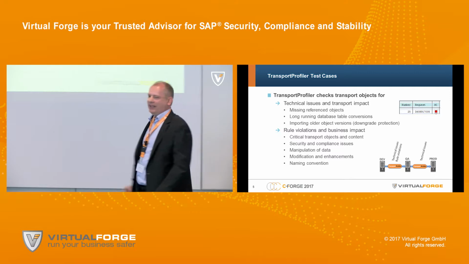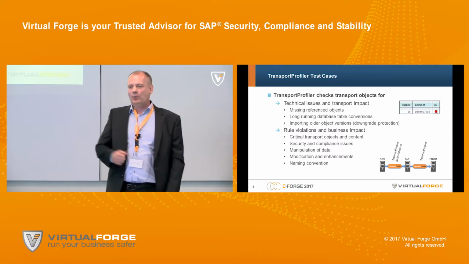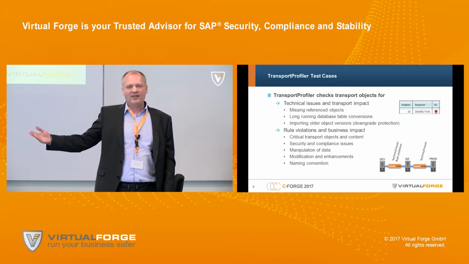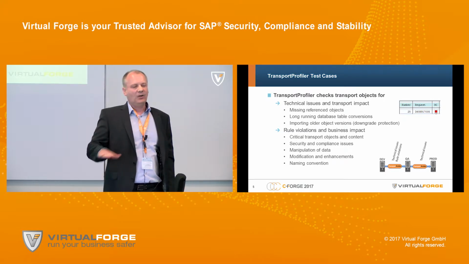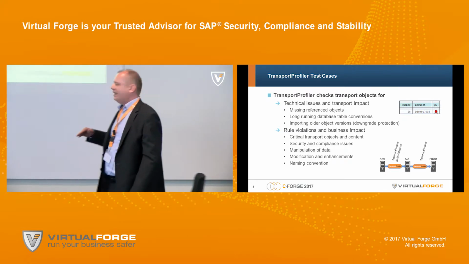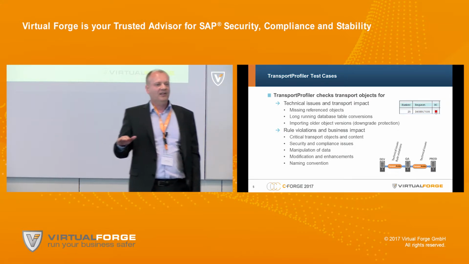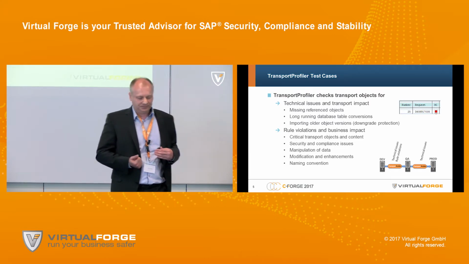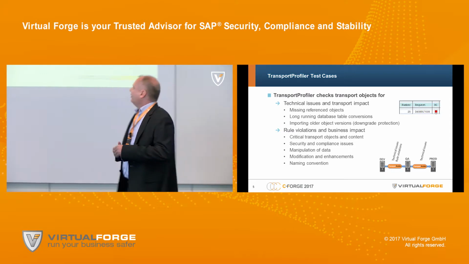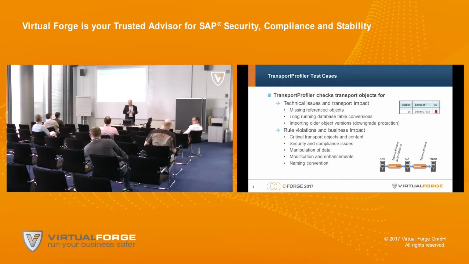We check for downgrades. That's also something we saw in our risk assessments. We there scan the history of all transports at a customer, and nearly all customers currently have downgrades. That means they already had newer versions of their object in production than currently, because they were overwritten by an older transport. We have that section for rule violations and business impact. So most of them I already showed.